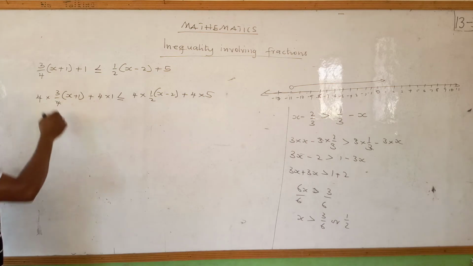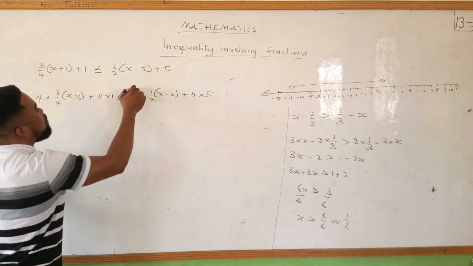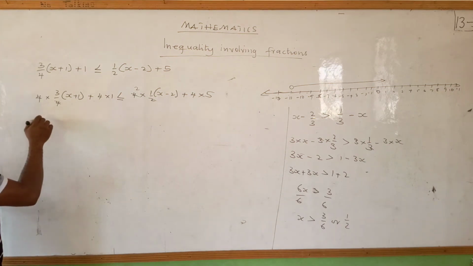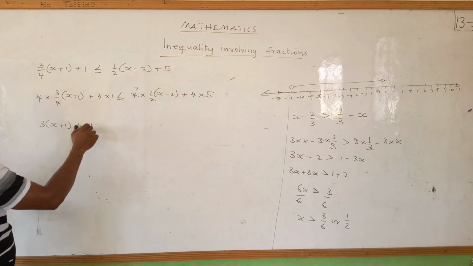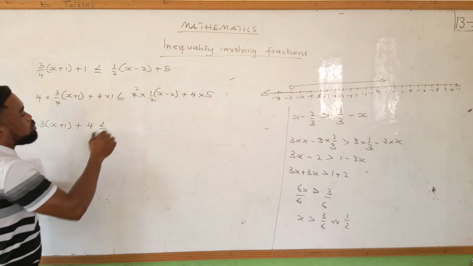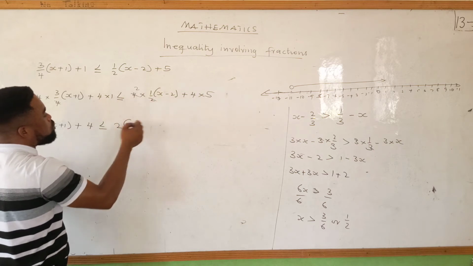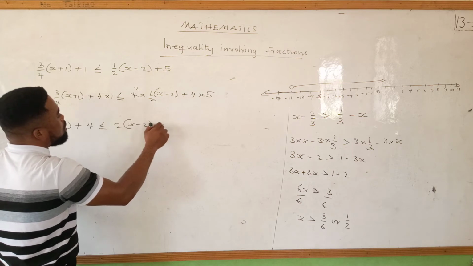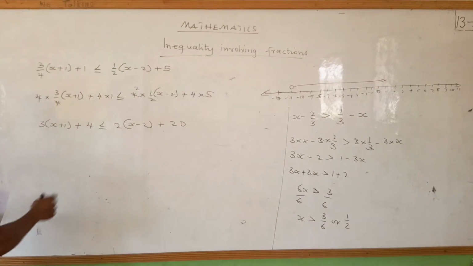So 4 here can simplify 4. 2 will simplify 4 how many times? 2 times. So let's rewrite the equation. We are going to have 3 into bracket x plus 1 plus 4 times 1 will give us 4, less or equal to 2 into bracket x minus 2, because 2 times 1 is 2, plus 4 times 5 here will give us 20. So let's move on.